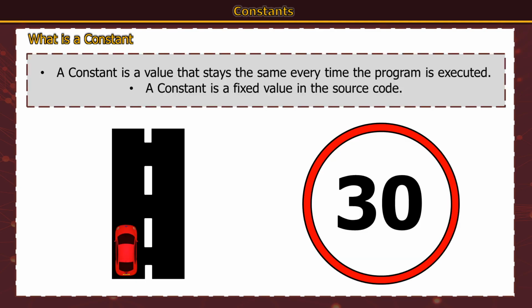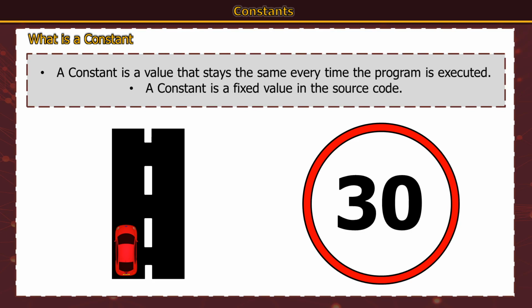Okay then, let's take a look at a constant. A constant is a value that stays the same every time the program is executed. The constant is a fixed value in the source code, which means, like it says above, it's never going to change. So looking at our road example, if you think about the road that you live on, it has a static sign. It's not digital, it can't change. So the road that you live on, cars are expected to stay at 30 miles an hour. Okay, so that sign never changes. Someone can't go in and change it. It literally stays the same.